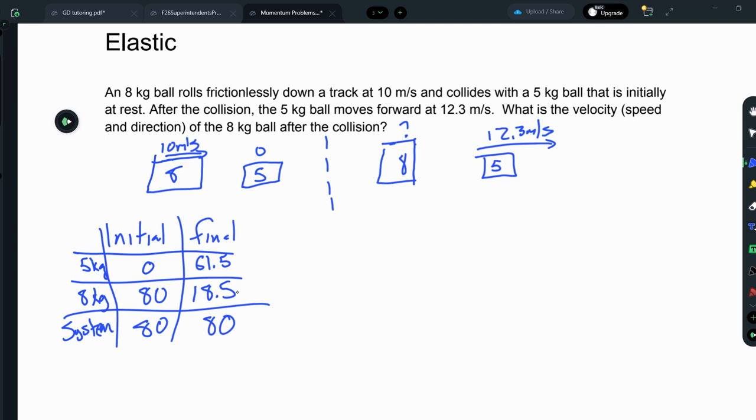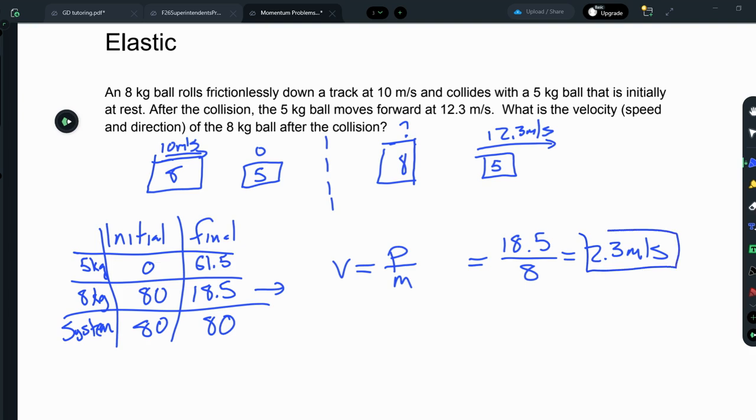Now I can use that 18.5 to figure out the speed of the 8 kilogram ball. I know it's going to be positive. It's still moving forward because my momentum's positive, but to calculate the actual number, V equals momentum divided by mass, which is the same thing as 18.5 divided by the mass of 8. And I get about 2.3 meters per second.